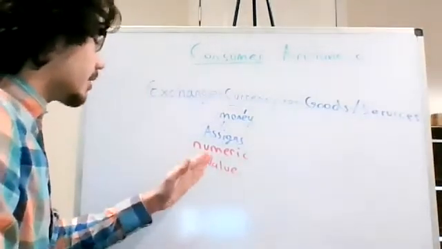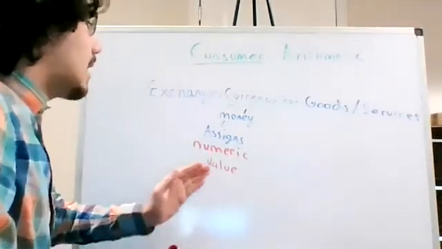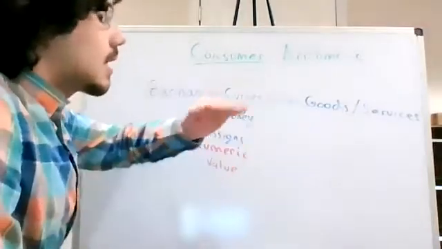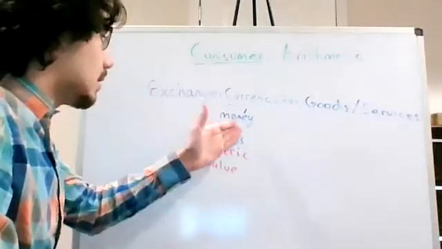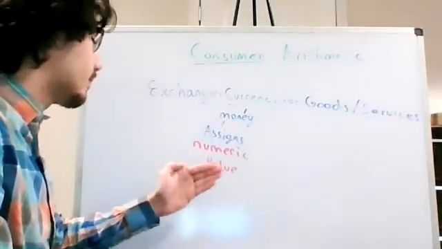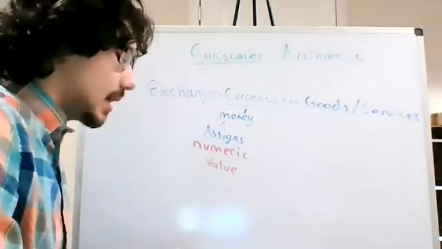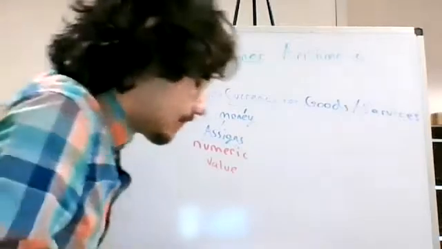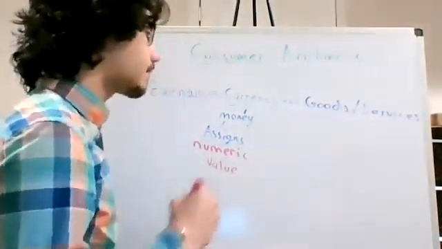Now, this numeric value is how we use all our math, because we say that a certain good or service has a certain amount of value, which we represent through money, its numeric value. So when we use our math, we will be typically using it in terms of money and quantity. And we'll talk about quantity in a bit.